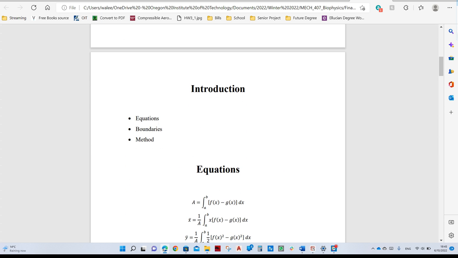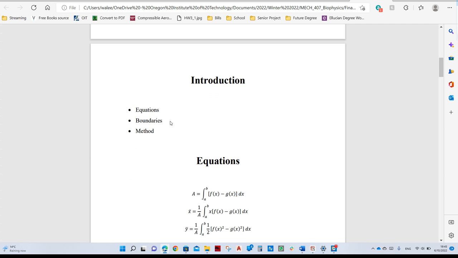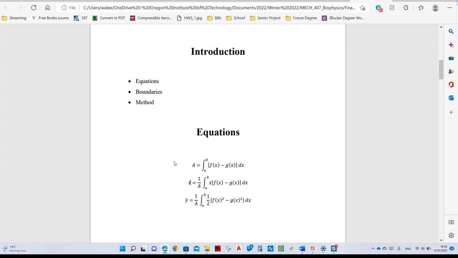First, I'm going to talk about the equations that I used to determine the center of mass and the area, and the boundaries, and what were the limitations of the boundaries, and what troubles I encountered through the process of selecting the boundaries, and the mathematical methods that I used to implement that in Python.